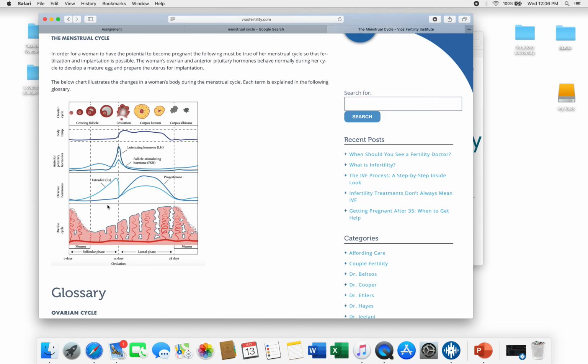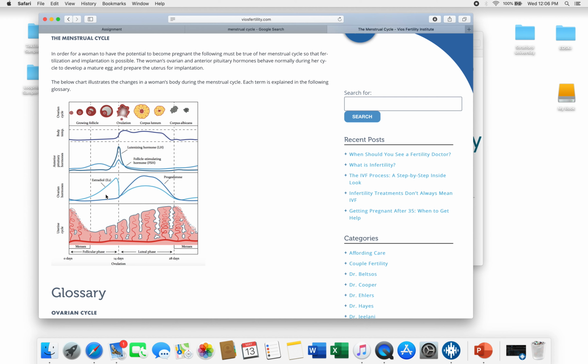This here, the ovarian hormones, and the FSH, LH are anterior pituitary hormones. The ovarian hormones come from your ovaries, right? And this is why you need your ovaries to get pregnant, not only to make the mature egg, but to also release estradiol and progesterone. Now, progesterone, I always think pro pregnancy. So that's the second half, or the luteal phase.